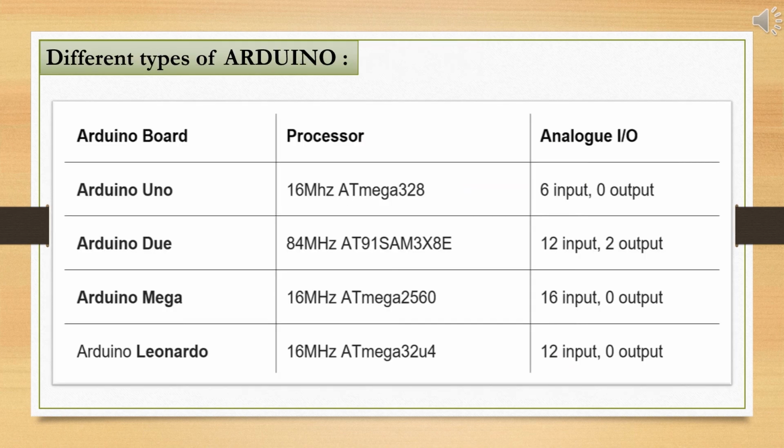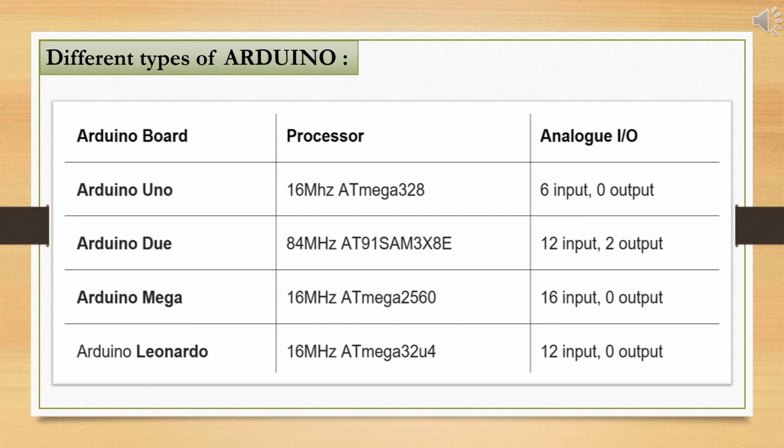Guys, now you have come to know about all the parts of an Arduino Uno board. Now let's see different types of Arduino boards. In this type we have Arduino Uno, Arduino Due, Arduino Mega, Arduino Leonardo. Depending upon the purpose, we will be using these boards.